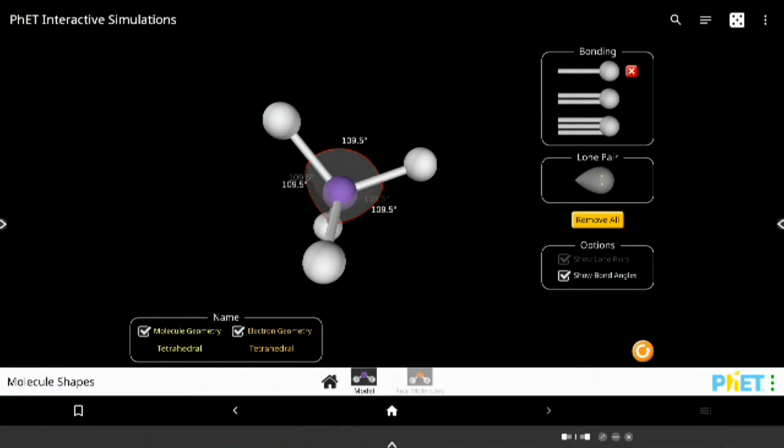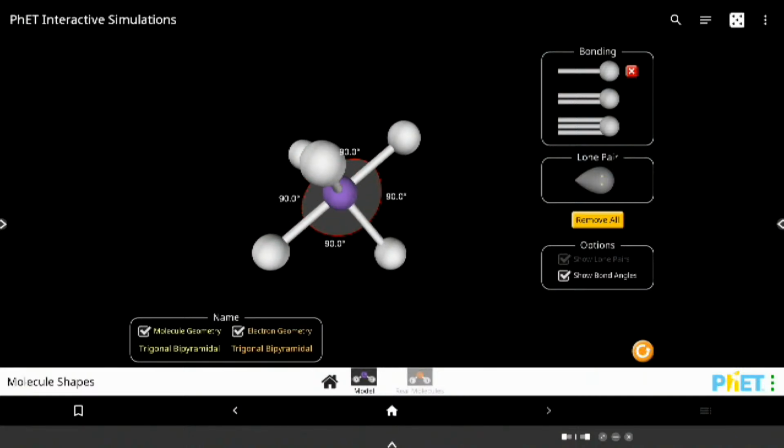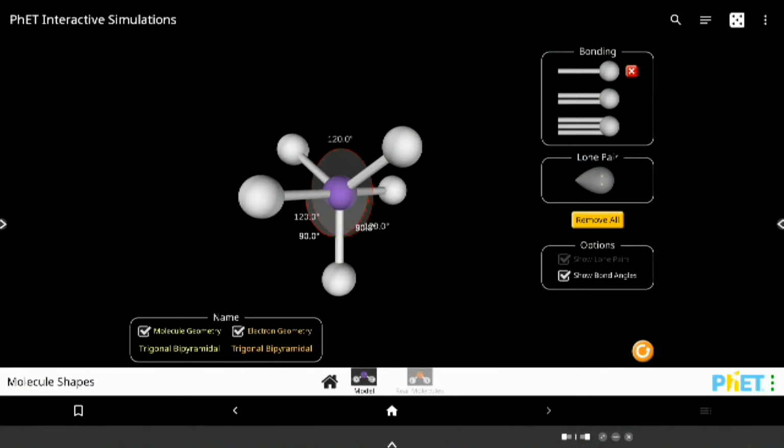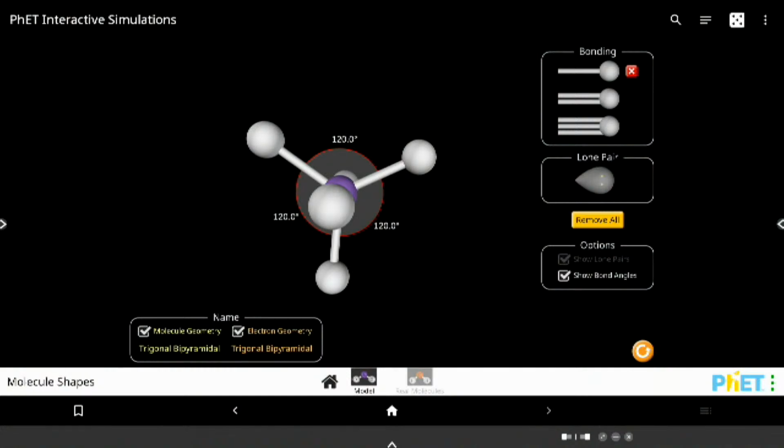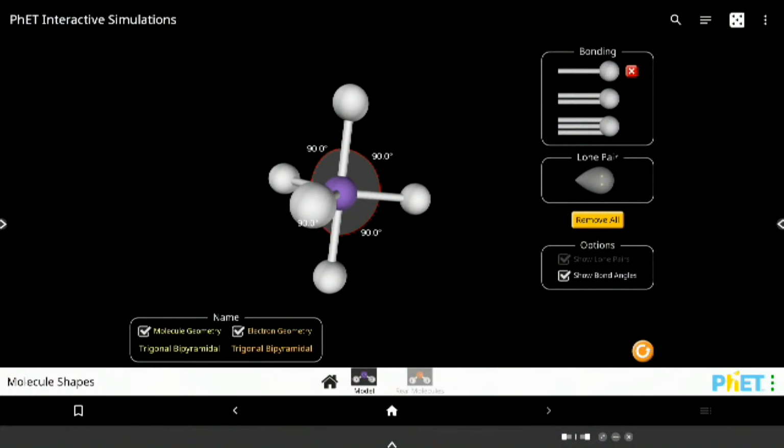Let's just continue. So there we are. If I have steric number 5, I have 120-degree bond angles along the planar part and 90-degree bond angles along the axial part.